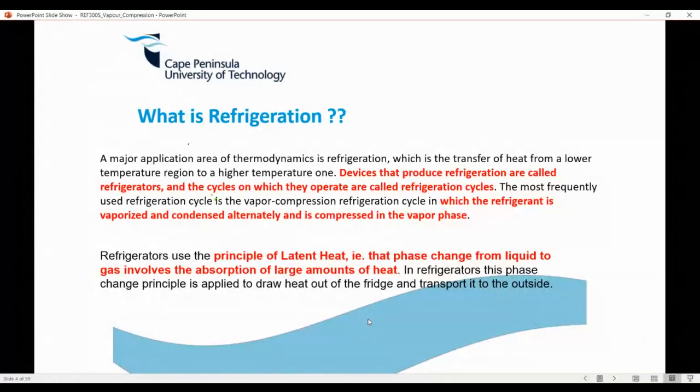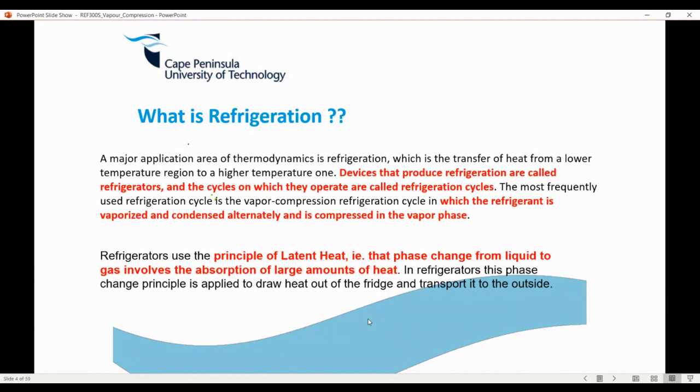And we'll be doing it in the next section on heat transfer, right? But what a refrigerator does is essentially it's a reverse heat engine. Anyway, it says devices that produce refrigeration are called refrigerators. We all should be aware of that. And the cycles on which they operate are called refrigeration cycles. Particularly what we're looking at is the vapor compression cycle. There's also the vapor absorption cycle as well.